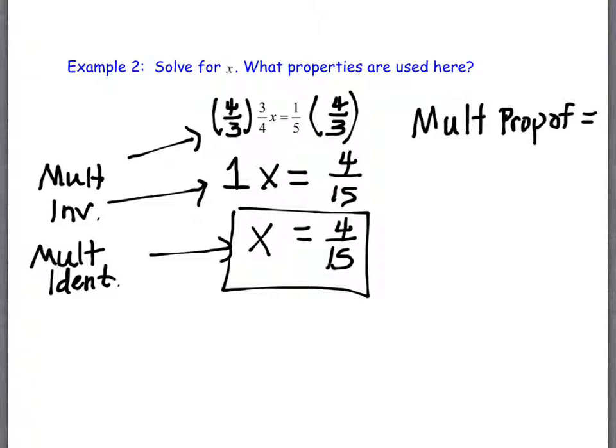But there are three properties of multiplication that we used to get that to happen: the property of equality, the property of inverses, and the property of identity.